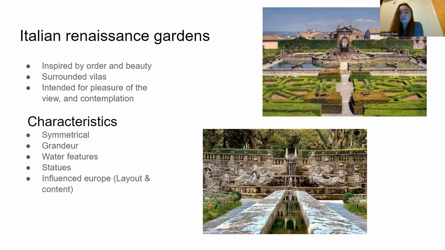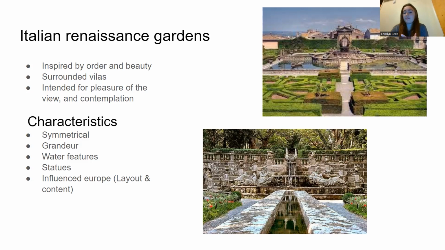Some characteristics of these gardens are that they're symmetrical, meaning the same on both sides. The top picture is a really good example of this. Both these little pathways are exactly the same on both sides, so there's a definite line down the middle. Another characteristic is the grandeur. So the scale of these, they have big wow factors.